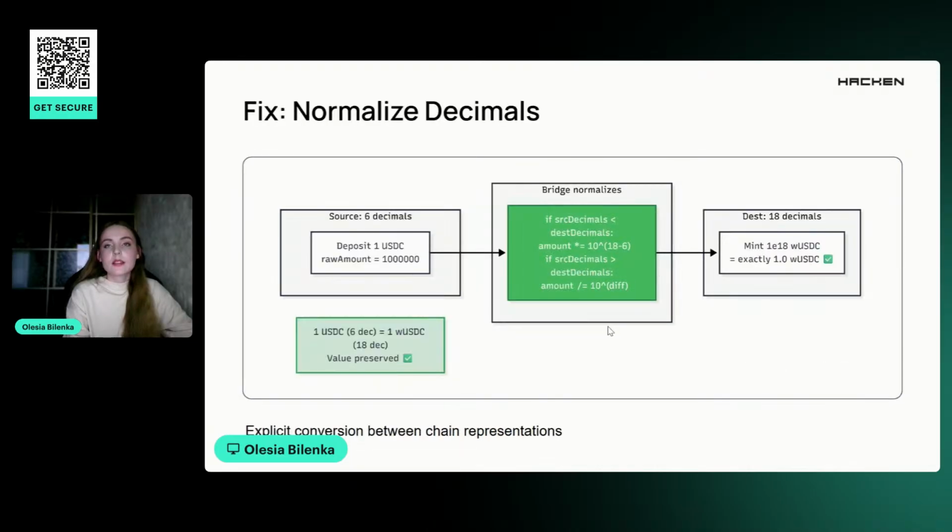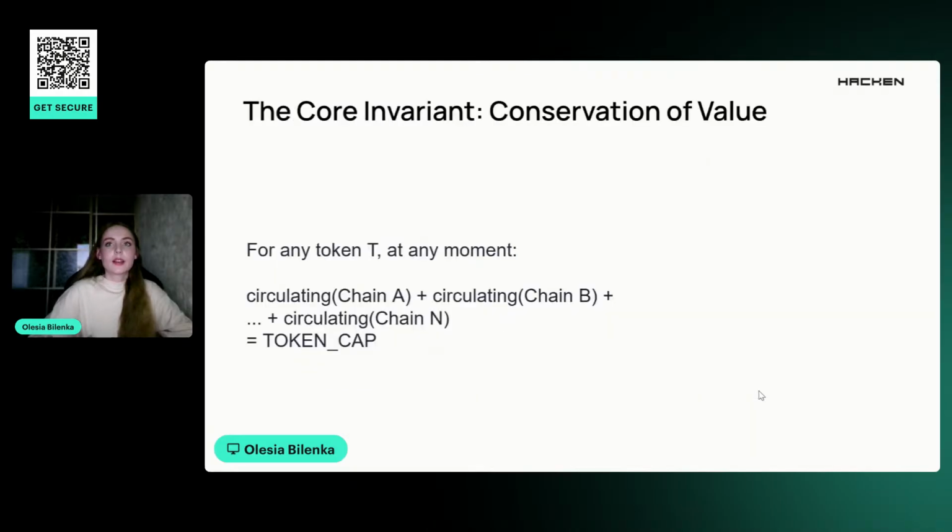The fix is to apply explicit conversion. The bridge should know the source decimals and the destination decimals. If source is 6 and destination is 18, multiply. Otherwise, divide. We had 3 bug patterns and 3 fixes. Now let me show you the first and most devastating one, supply inflation.